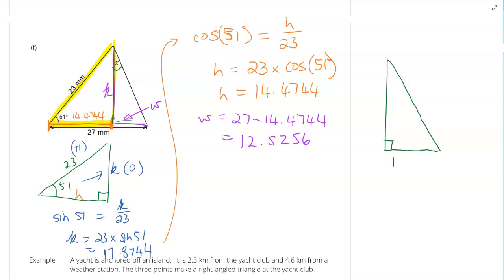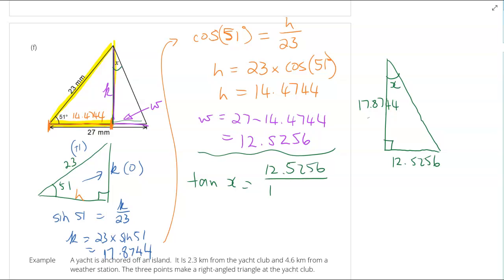What I want to do though is redraw that triangle just so it's not quite so confusing. So that w value, that's the 12.5256. That k value is the 17.8744, and here is x, what we need to determine. So this time we're trying to find an angle, and so let's work out the trig ratio. We've got opposite and adjacent, which is tan. So tan x equals 12.5256. That's the opposite over the adjacent.